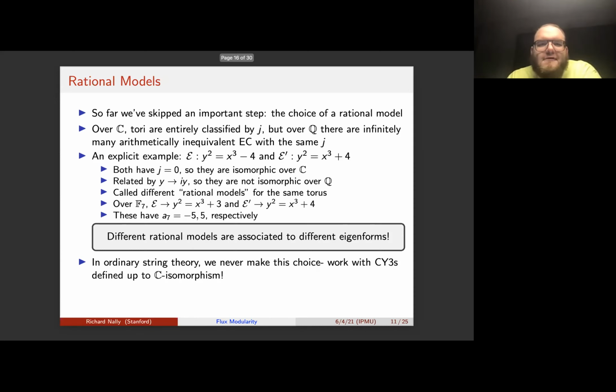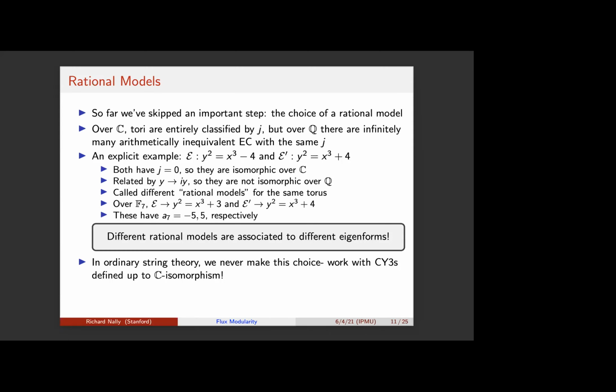But in everything I'm doing, I swept one step under the rug, and it's a very important step. The step is the choice of rational model. Over C, neglecting Kähler structure, tori are entirely classified by j. What that means is if I give you a τ, there's only one torus of that τ. That's not news to any string theorists in the room, but what is news to string theorists is that that's not true over Q. Over Q, there are infinitely many arithmetically inequivalent elliptic curves with the same j invariant.